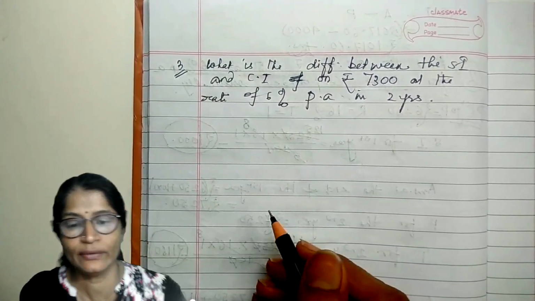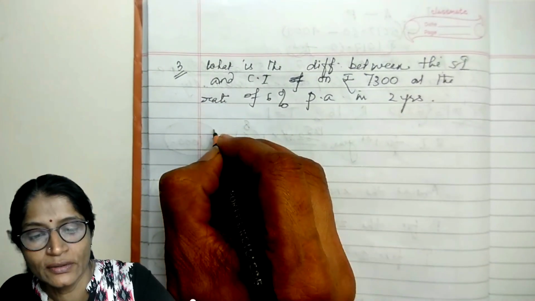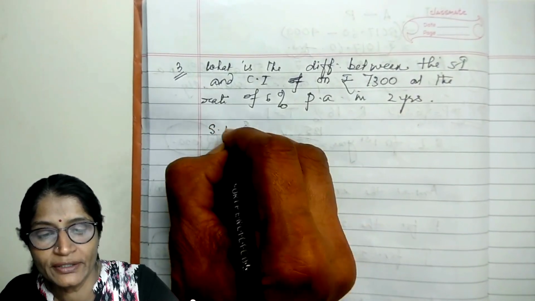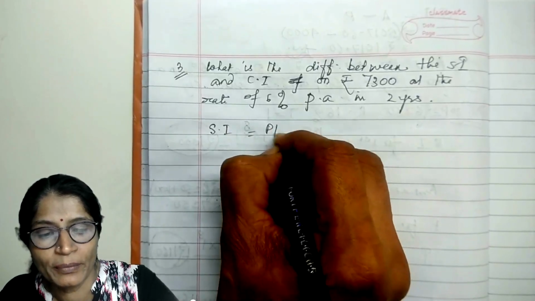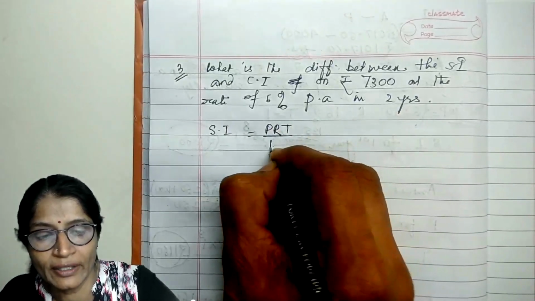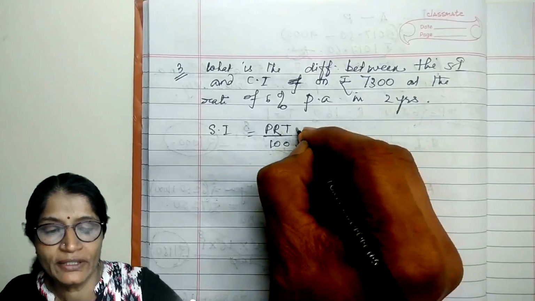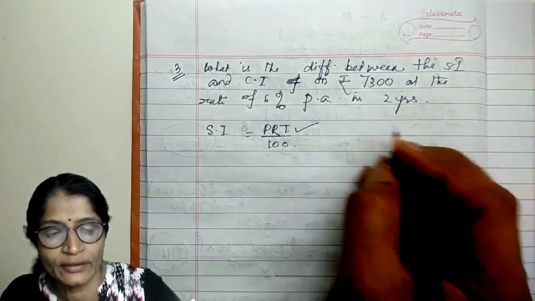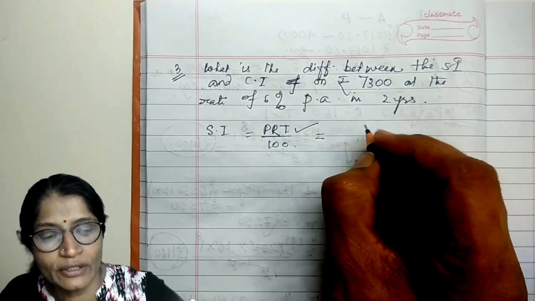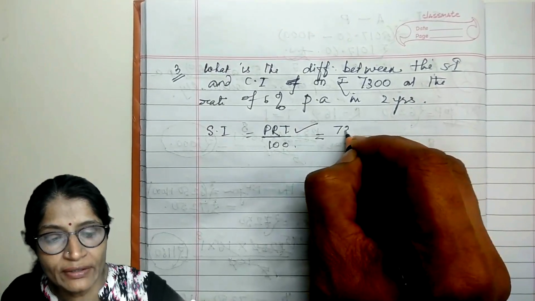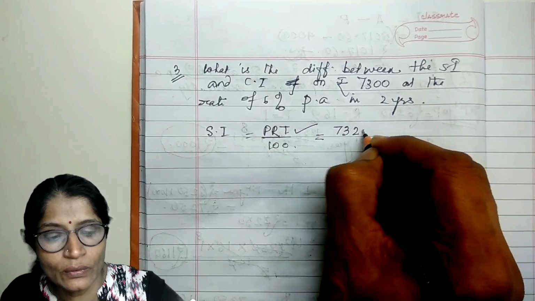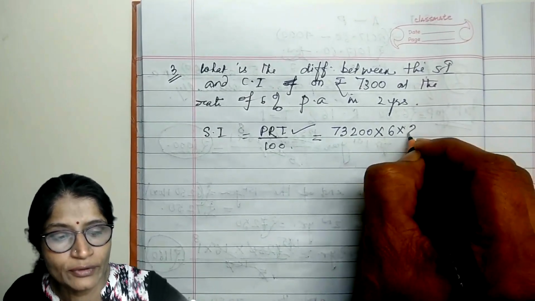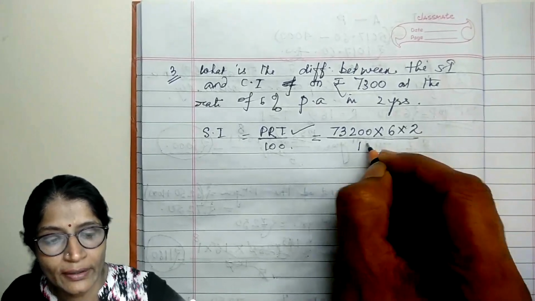So first calculate the simple interest. Simple interest is equal to PRT divided by 100. Since it is for 2 years, the time duration you have to write here is 2 years. So that is equal to 7300 into rate of interest 6%, time duration 2 years, divided by 100.